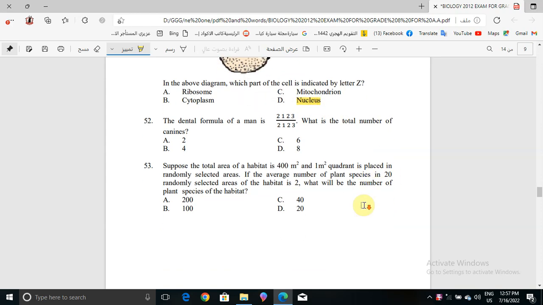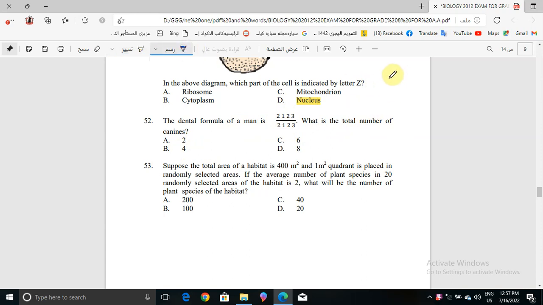Now in question number 52, the dental formula of a man is 2, 1, 2, 3, 2, 1, 2, 3. What is the total number of canines? That means 2 over 2. The correct answer will be 4. Why? Because 1 over 1, right? 1 over 1.